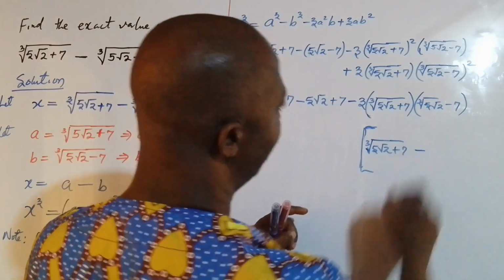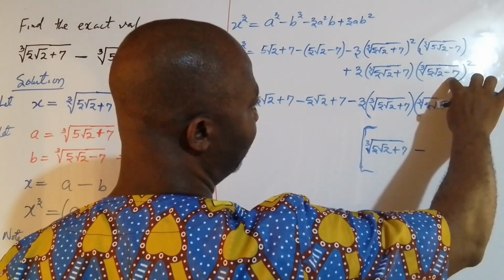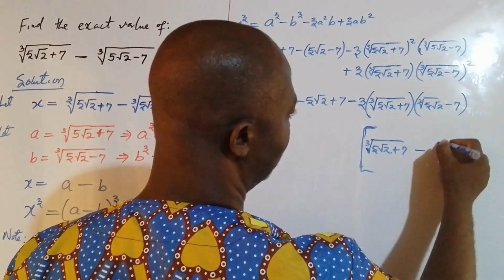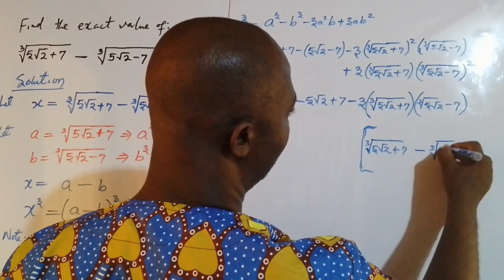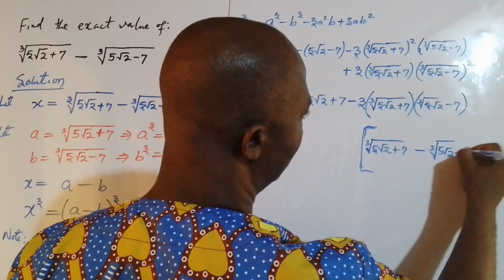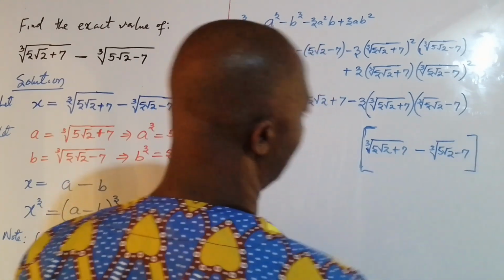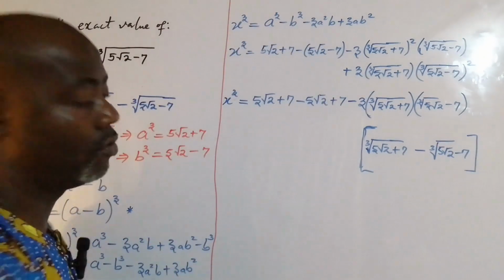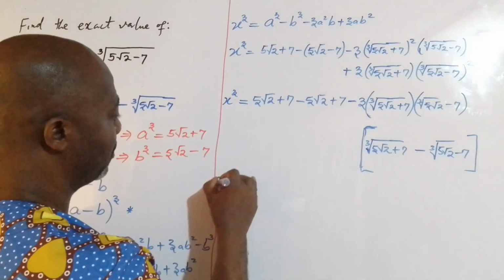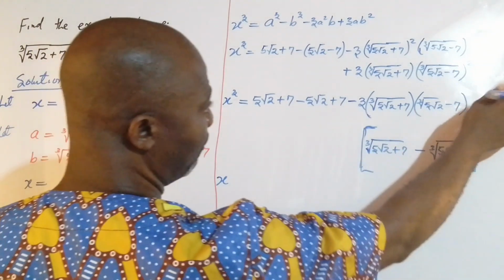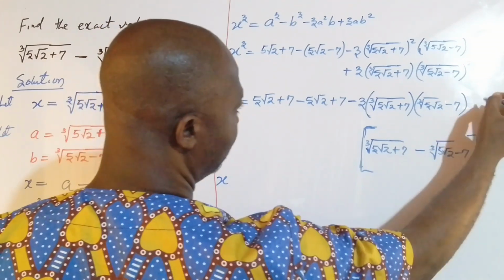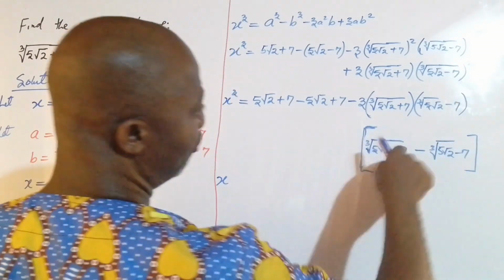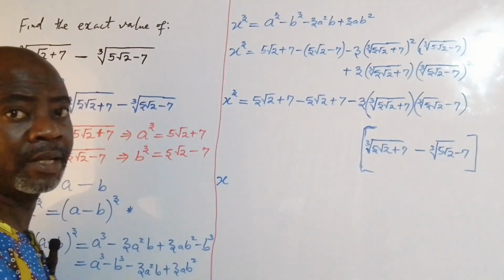Then is minus, from this I've taken out 1, so I'm going to be left with cube root of 5 root 2 minus 7. So I close this up. All right, so let's further simplify things. X, don't forget, it's because of this, because there's no space here. So that was why I brought it down. All right, I hope we get that.